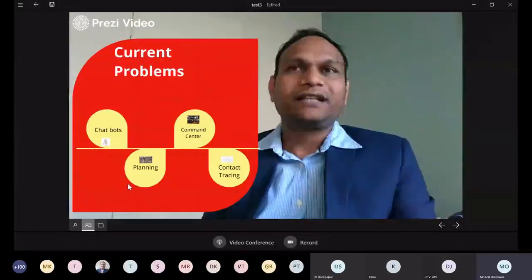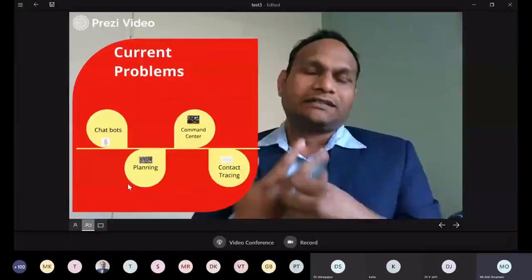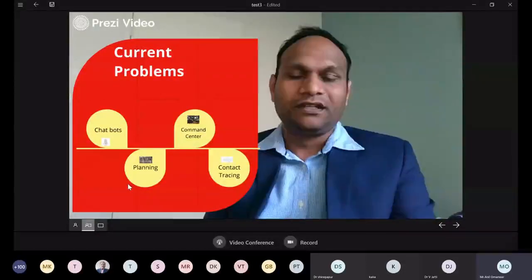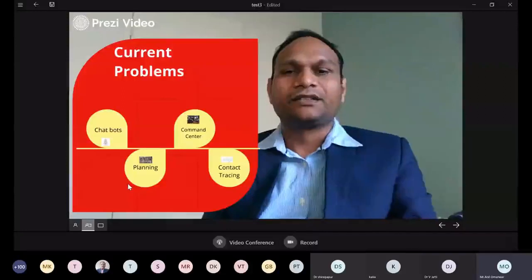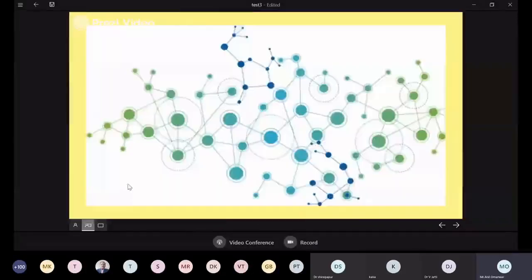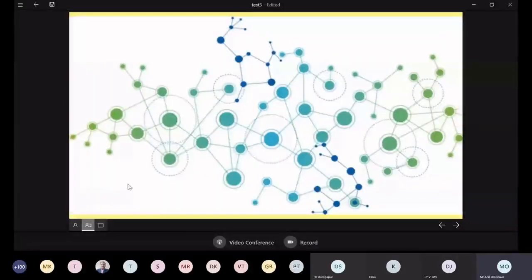One of the other examples, which one of my teammates is working on, is contact tracing. I'll probably come back to this after some time.